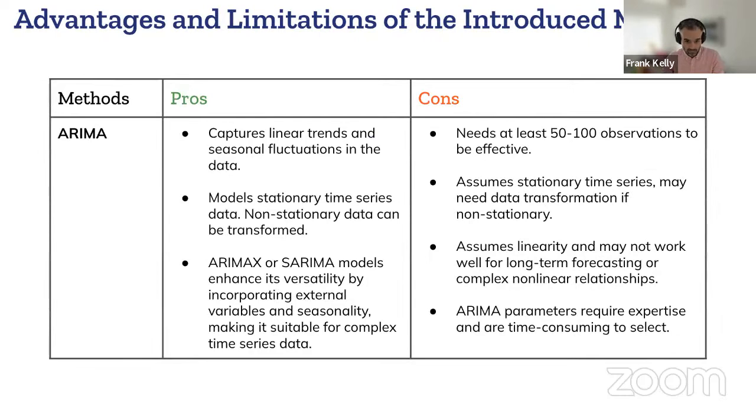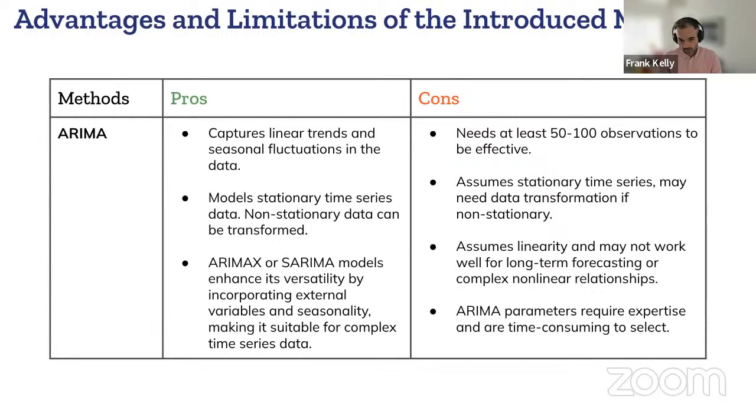ARIMA, on the other hand, captures both linear trends and seasonal fluctuations in the data, and it can be extended to enhance its versatility into ARIMAX, which incorporates external variables, and SARIMA, which adds seasonality. So you can apply it to complex time series data. On its own, just pure ARIMA, it does need a minimum number of observations to be effective.